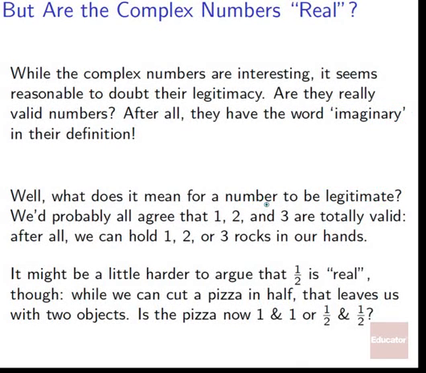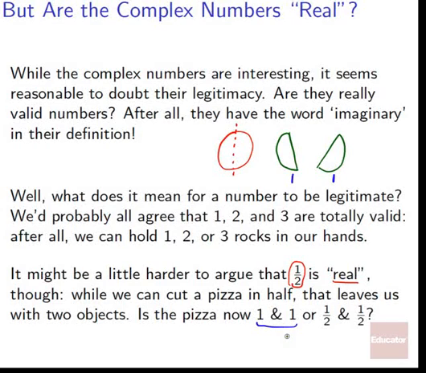But what about 1/2 being a real number? So 1/2, that seems pretty valid. Because we could take a pizza and we could cut the pizza in half, right? We take a pizza, we cut it down the middle, and now all of a sudden we've got two chunks of pizza, right? One here, one here. We're left with two objects that come together to form a whole. But at the same time, we could say, well, this is one object and this is one object, so it's one and one. But we could also say it's 1/2 of what we originally started with, and it's 1/2 of what we originally started, so it's 1/2 and 1/2, right?